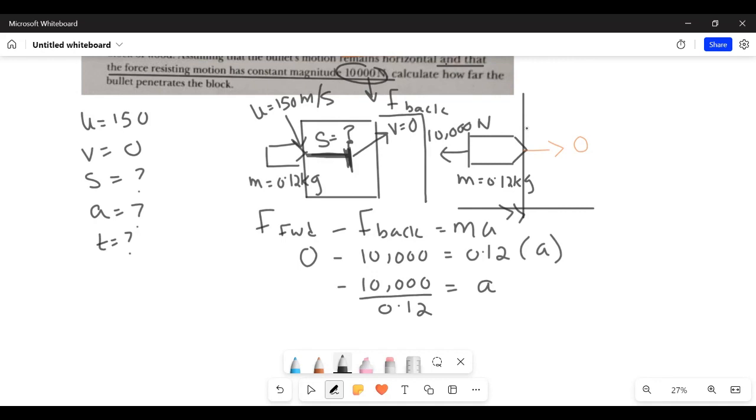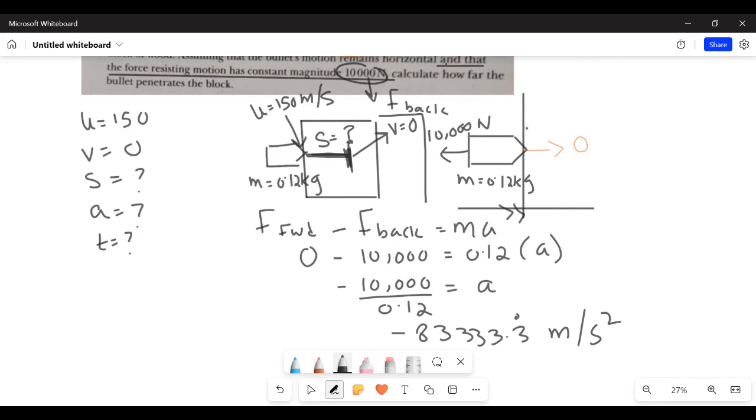Okay, then I'm just going to tell you the answer at the back of the book, which is 83333.3, recurring. So it's a huge deceleration. Meters per second square. Anybody with a calculator who can confirm this?